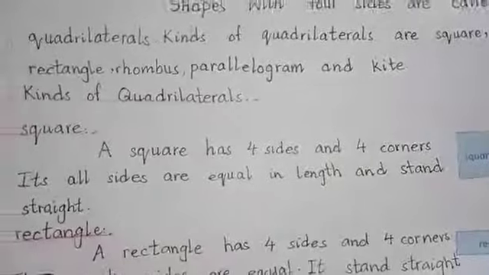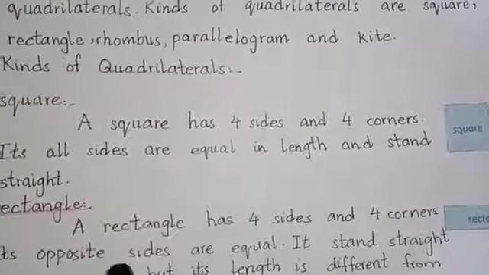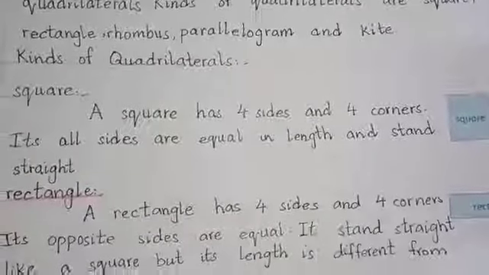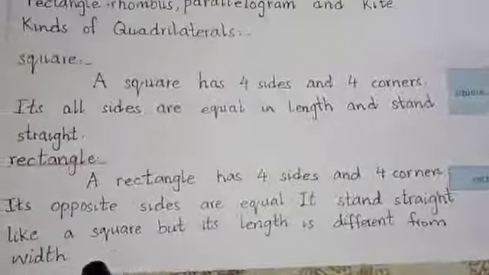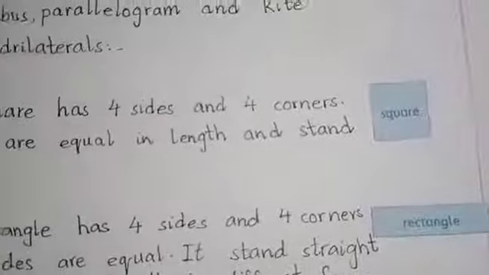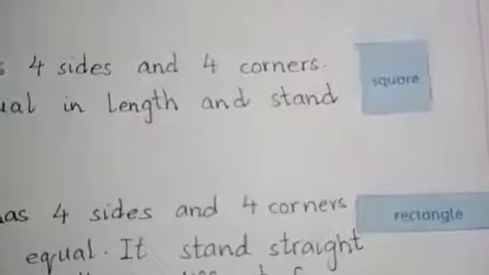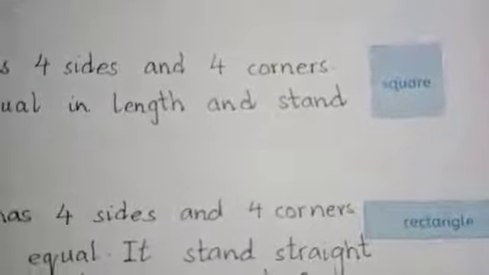Next one is rectangle. A rectangle has four sides and four corners. Its opposite sides are equal. It stands straight like a square, but its length is different from its width. Look at the rectangle. It also has four sides and four corners, but its opposite sides are equal.